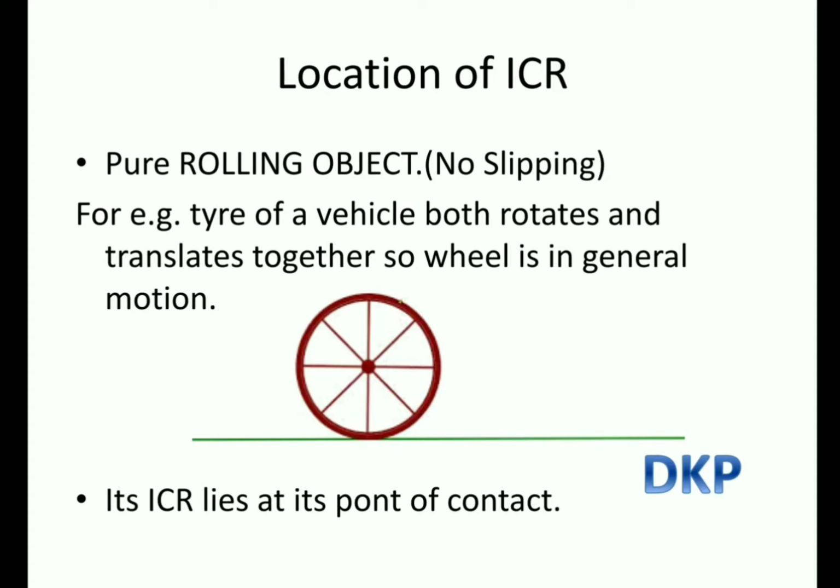Now the location of the ICR of a body which is rolling. We have discussed that a wheel rolls and the vehicle moves forward. So if a body is in pure rolling, that means there is no slipping.